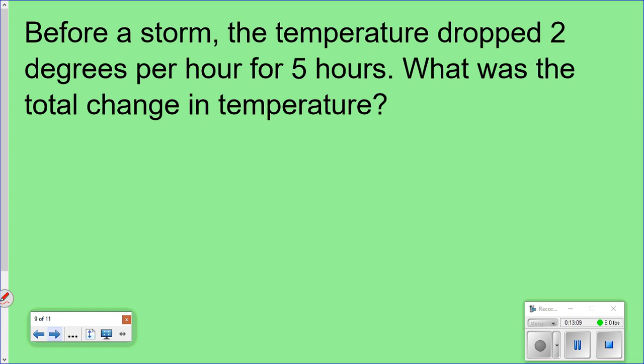Imagine that. All right, if you want an example in your notebook for a story problem, this one's for you because it's super short. Before a storm, the temperature dropped 2 degrees per hour for 5 hours. What was the total change in temperature? I'll wait to start talking about it because I know some of you are writing it down, and I want to make sure you can write and hear at the same time.